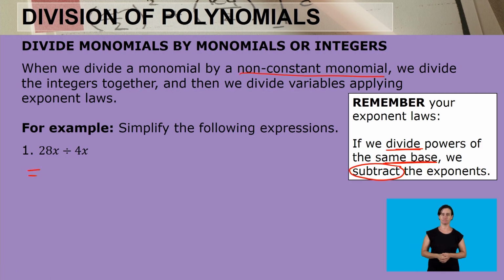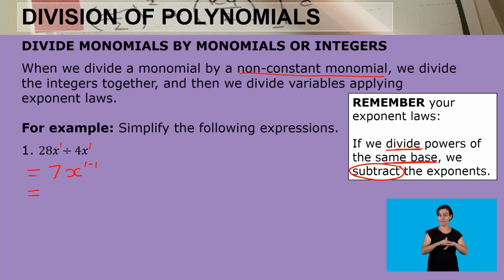Now we're going to divide the integers first. So what is 28 divided by 4? Well, 28 divided by 4, yes, if you are thinking that it is 7, then you are absolutely correct. Then what are we going to do with those variables? Well, we are going to divide those variables. They each have an exponent of 1. So we are going to now subtract those exponents. And why are we subtracting? Because we are dividing powers of the same base.